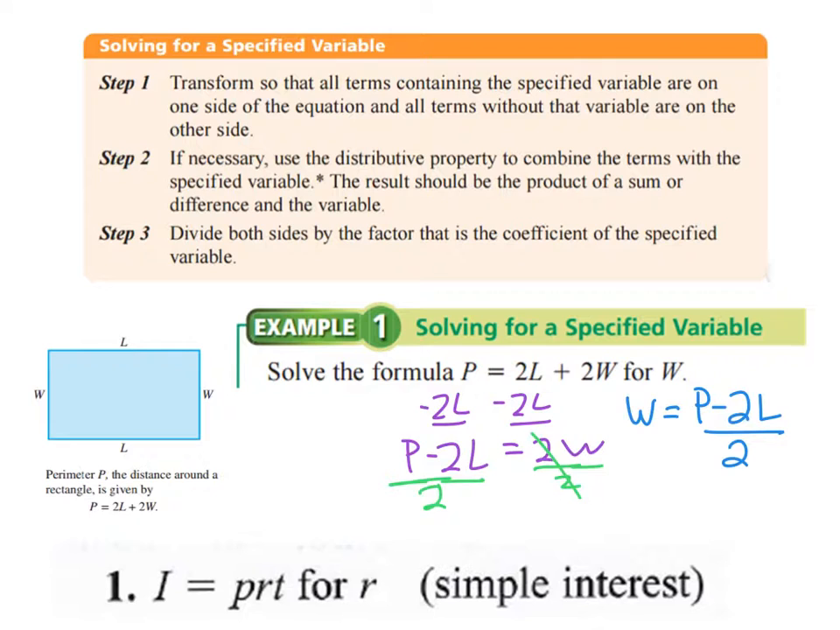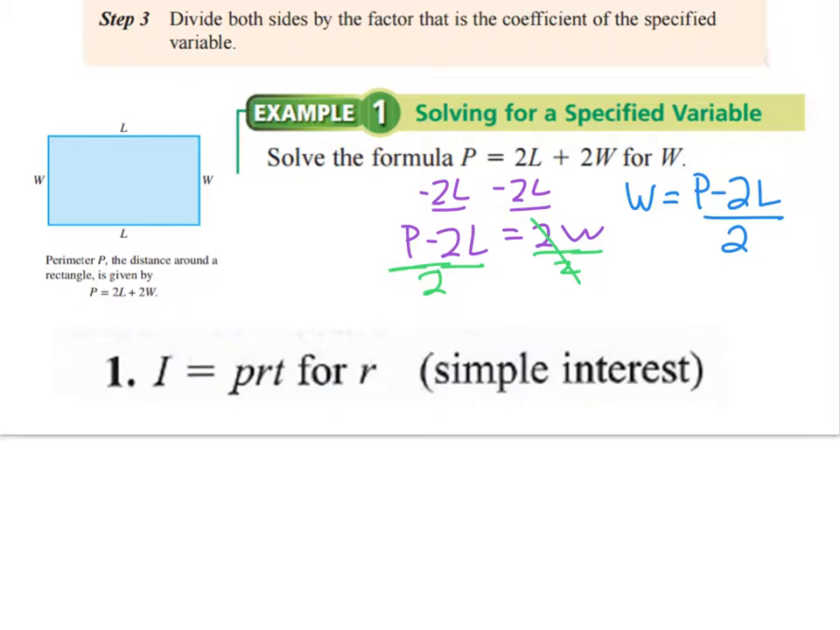If you want to try the problem at the bottom there, I equals PRT, solving that for R. Go ahead and give that a shot. If you want to pause, then I'll go ahead and go through it in just a second. So if we look at what is being done to R, it's being multiplied by P and by T. So if we divide by PT, then those factors will cancel, and we get I divided by PT equals R. Remember, when we are writing these formulas, it is improper to have a fraction or a decimal in either a numerator or denominator, so we want to make sure we do not have those.